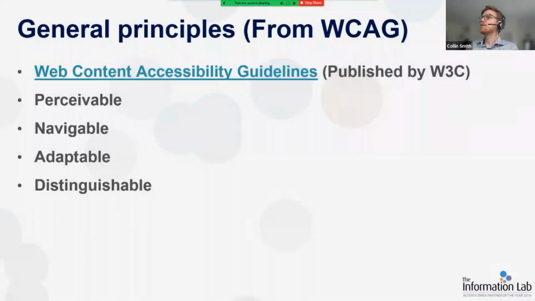All right, moving on to some general principles that you can use to help guide your development in Tableau. And these are from the Web Content Accessibility Guidelines. This is the World Wide Web Consortium, W3C, if you've ever heard of W3C schools or things like that. They publish these guidelines, which are the standard for making content on the internet accessible. Much of it also applies to our data visualizations, which in the case of Tableau are typically hosted in a browser. So some of these top level principles are perceivable, navigable, adaptable, and distinguishable.